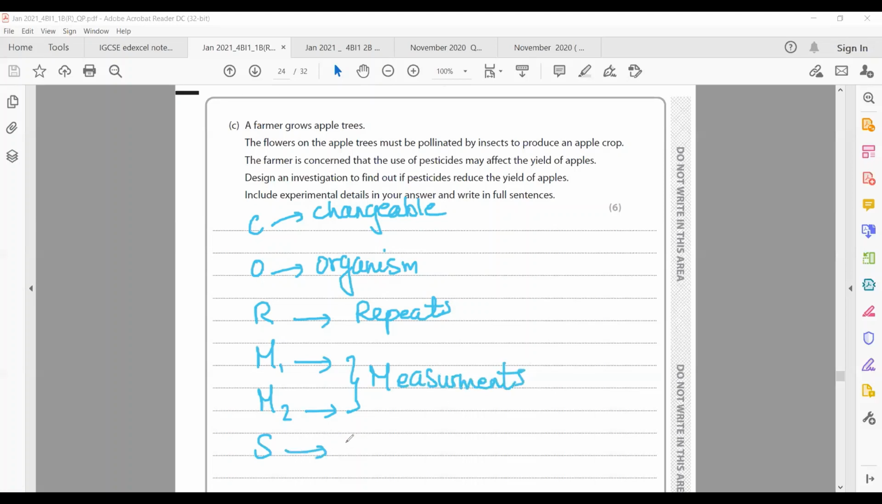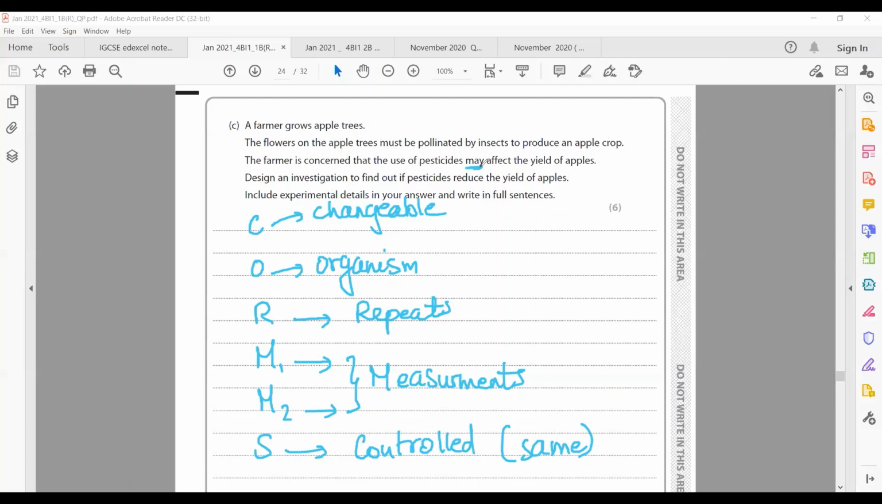الاس هي the same او the controlled variables. خليني اقول same بس احنا طبعا بنقول عليها controlled variables او ممكن اقول which factors are kept the same. تمام. طيب انا هنا بيقول لي the farmer is concerned that the use of pesticides may affect the yield. يبقى we have to use two apple trees مثلا.